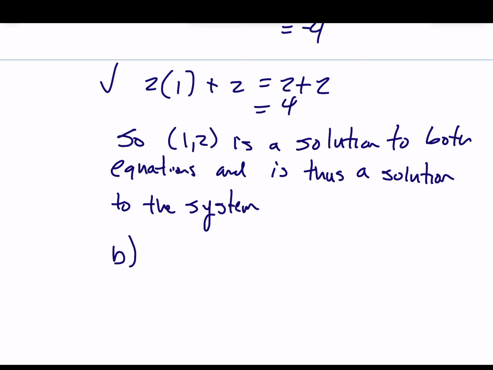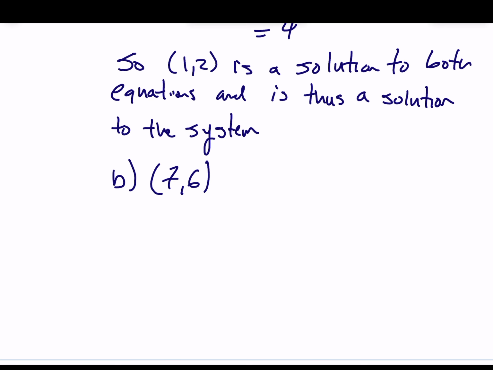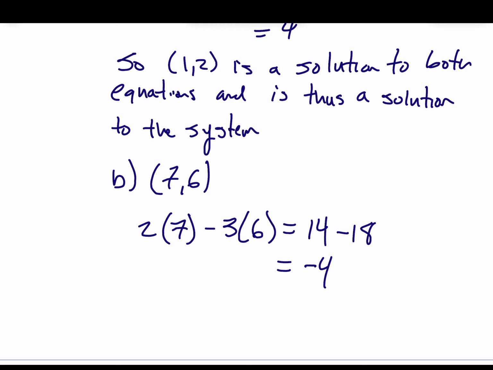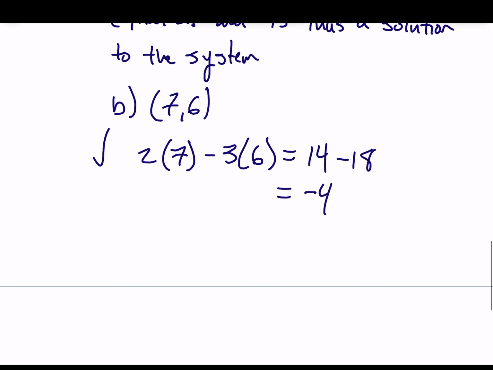Okay, let's try another point and check to see if it's a solution. The point (7, 6). So again, we're going to follow the same pathway. We're going to plug in 7 for x and 6 for y. 2 times 7 is 14, and negative 3 times 6 is 18. So 14 minus 18 is negative 4. So it checks out on that one. Let's plug into the second equation. So we'll have 2 times 7 plus y, which is 6. 2 times 7 is 14 plus 6. 14 plus 6 is 20.